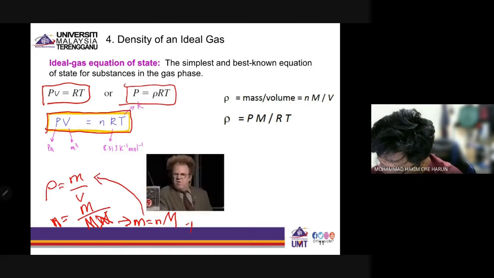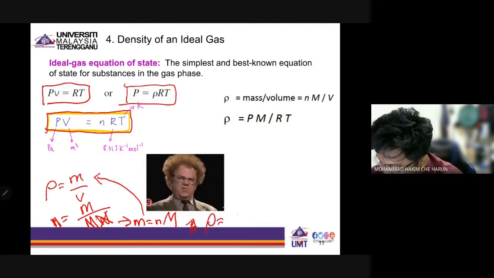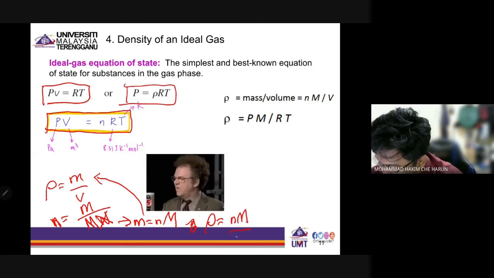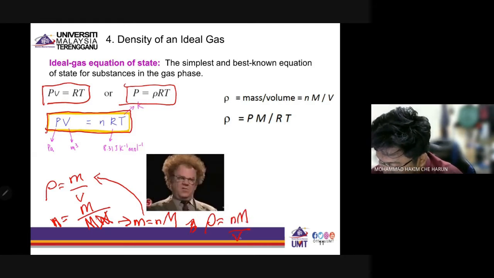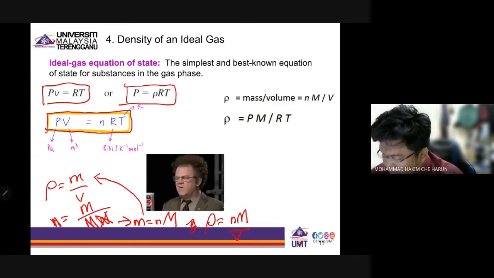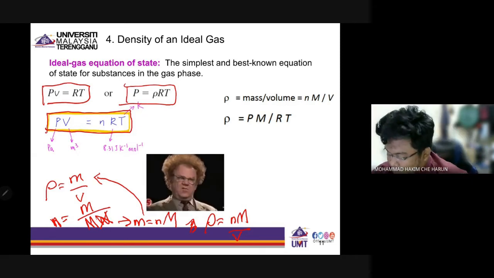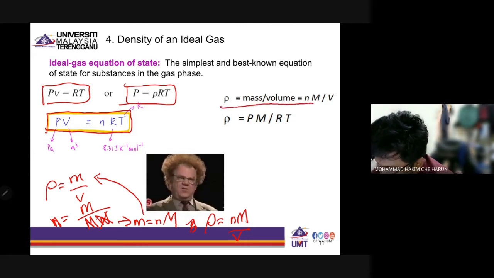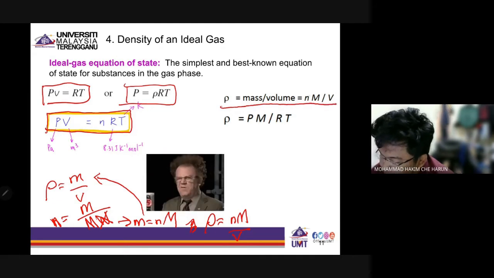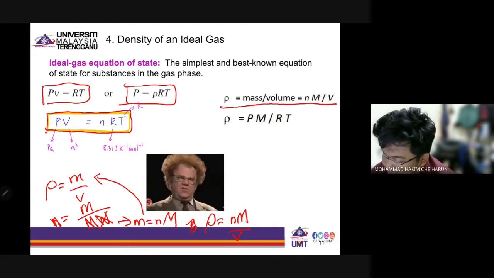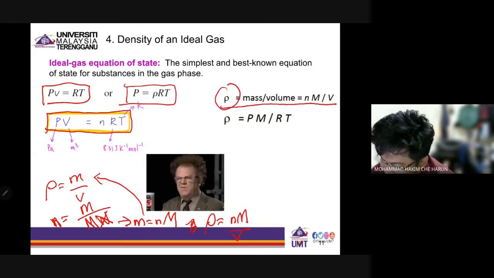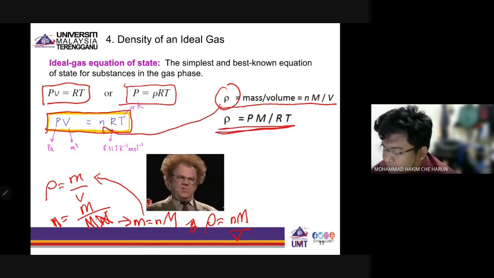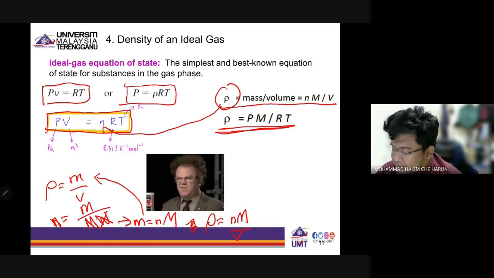rho equal to N M divided by V, where M over V is equal to rho. So you can get rho equal to the mass over volume, or equal to the mole times the molar mass divided by the volume. And this one you can convert back and put it here, and you get rho equal to PM over RT. So that is the derivation.